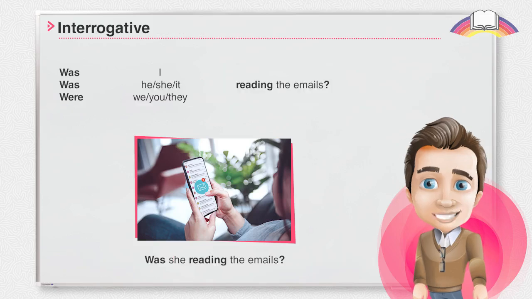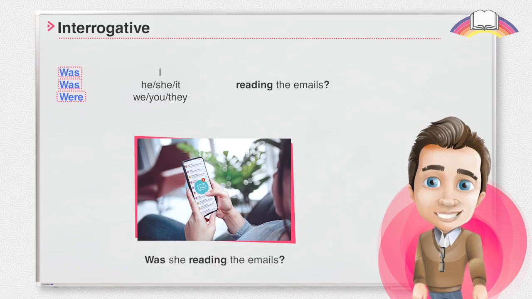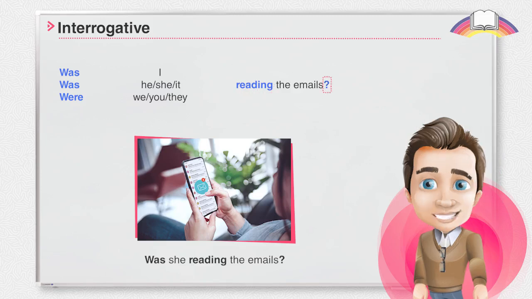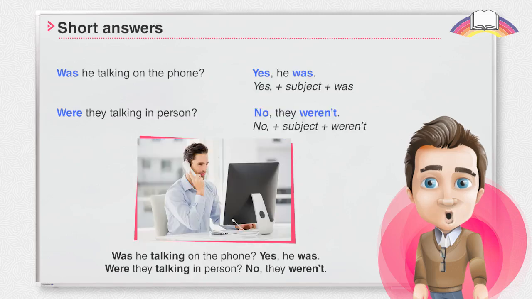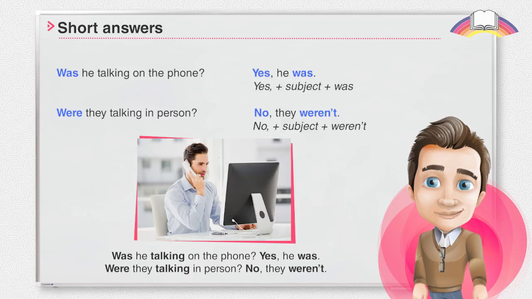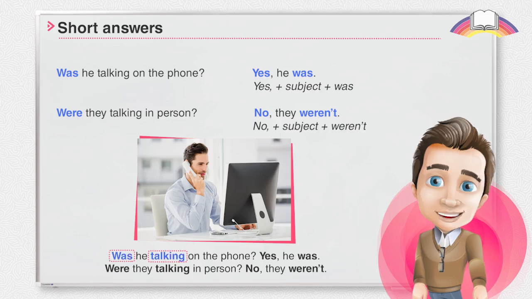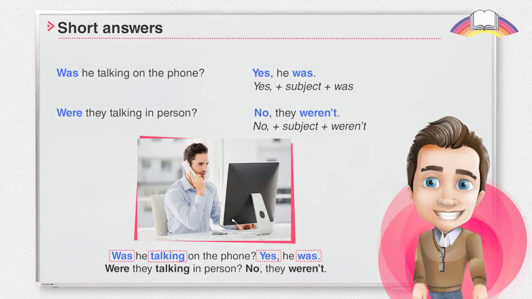To form the interrogative, we put was, were, before the subject and the main verb plus -ing after the subject. We use a question mark at the end of the question. Was she reading the emails? To answer questions with was, were, we use short answers. As you can see, we do not use the main verb in the short answers. Was he talking on the phone? Yes, he was. Were they talking in person? No, they weren't.